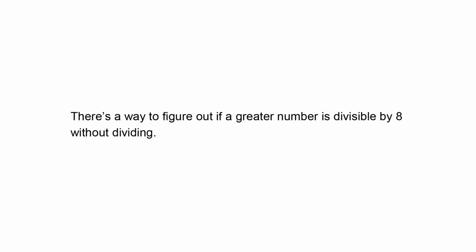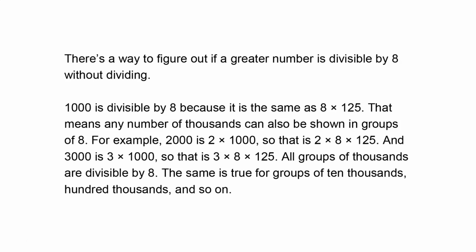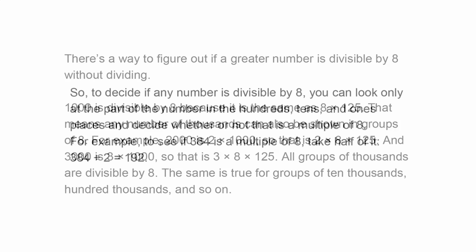There's a way to figure out if a greater number is divisible by 8 without dividing. 1000 is divisible by 8 because it's the same as 8 times 125. That means any number of thousands can also be shown in groups of 8. For example, 2000 is 2 times 1000, so that's 2 times 8 times 125. And 3000 is 3 times 1000, so that's 3 times 8 times 125. All groups of thousands are divisible by 8. The same is true for groups of 10,000s, 100,000s, and so on.